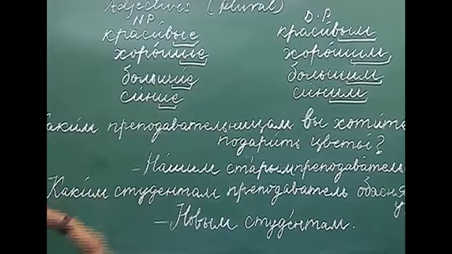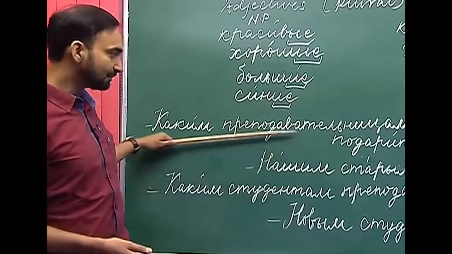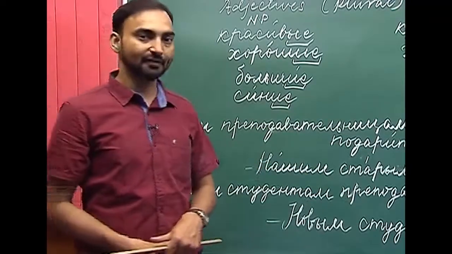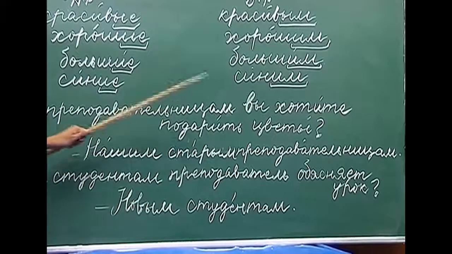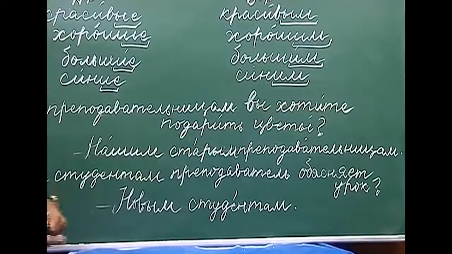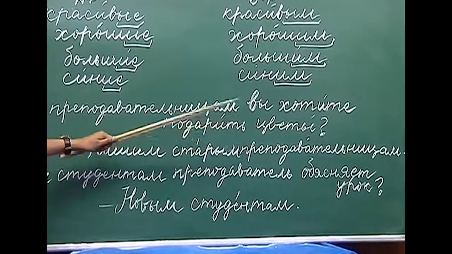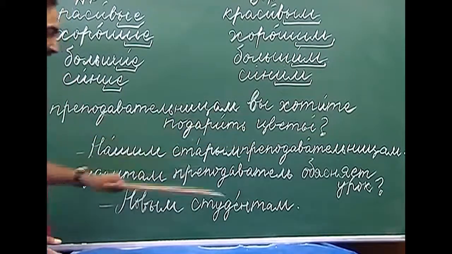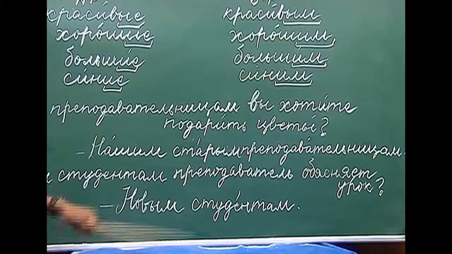How will you answer? We will use the adjectives in the dative case. Since pripadavachalnitsam is in the plural, we will use the plural form of adjectives as well. Nashim starim pripadavachalnitsam. Here kakim is replied with the adjective in the plural form. Nashim starim are our old teachers. So, starye has become starim, which means old.